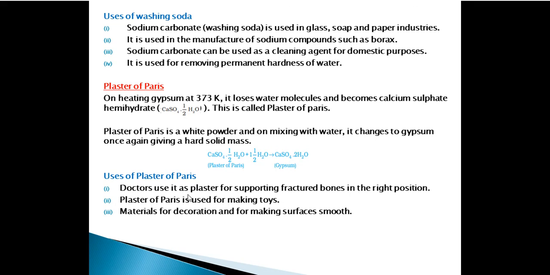Uses of washing soda: it is used in glass, soap and paper industries. It is used in the manufacture of an important sodium compound called borax. It is used as a cleaning agent in our houses, and it is used for removing permanent hardness in water.